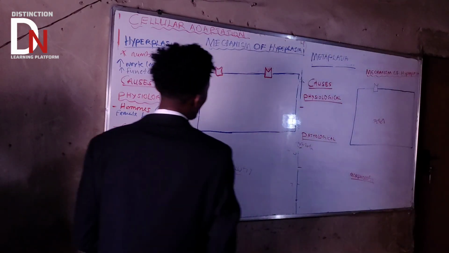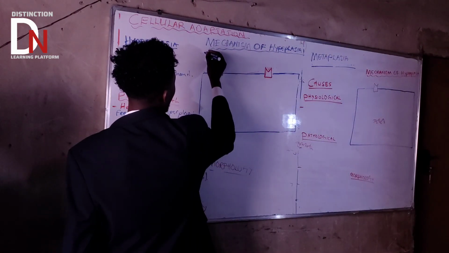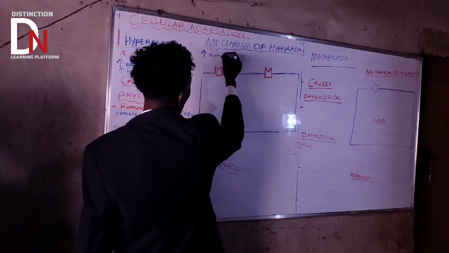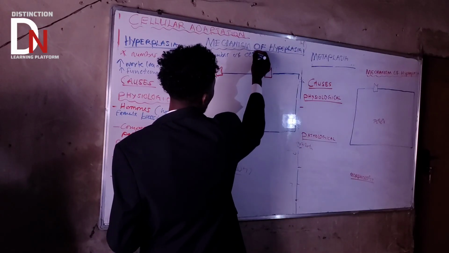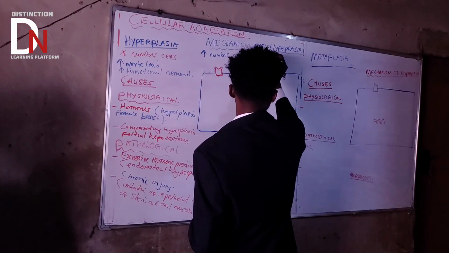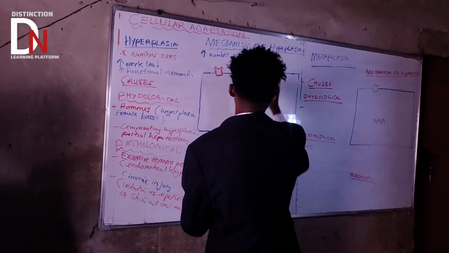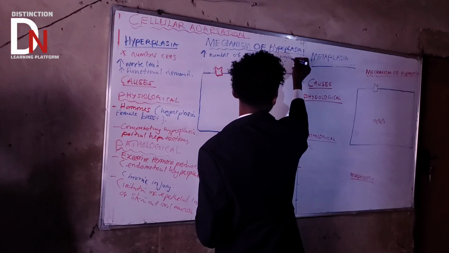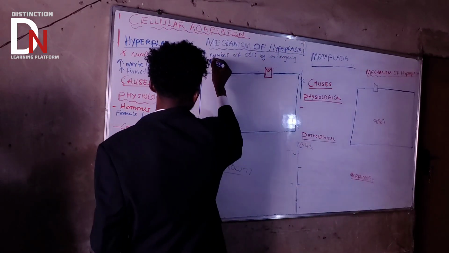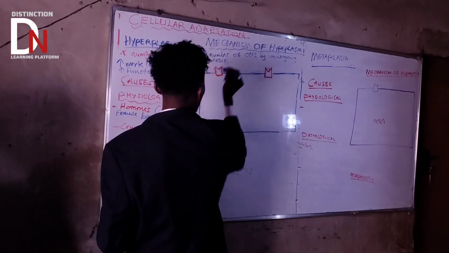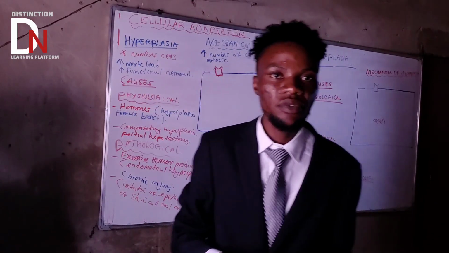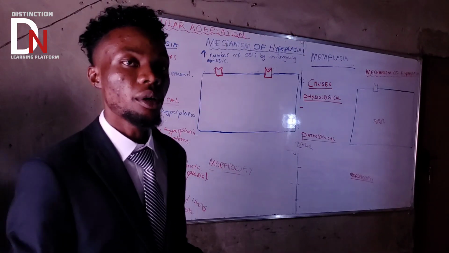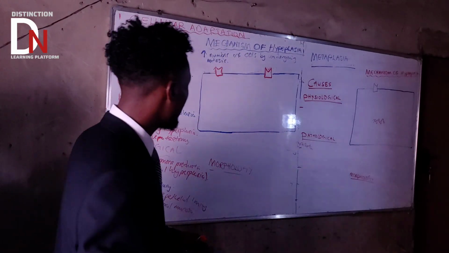So the mechanism of that, what are we saying? Here it has to increase the number of cells by undergoing mitosis, or cell division. That's how a cell can become many in number. So it's because it's undergoing mitosis.